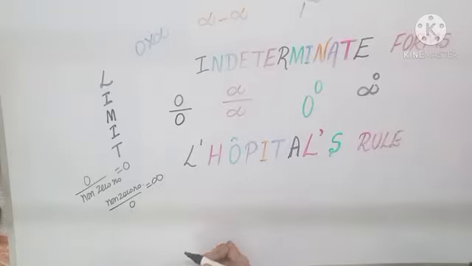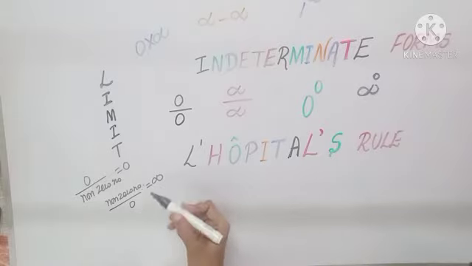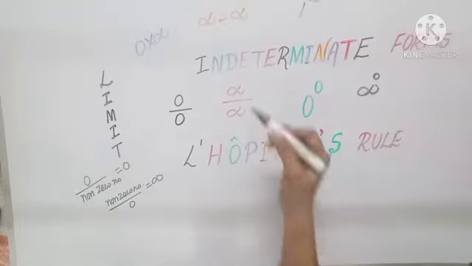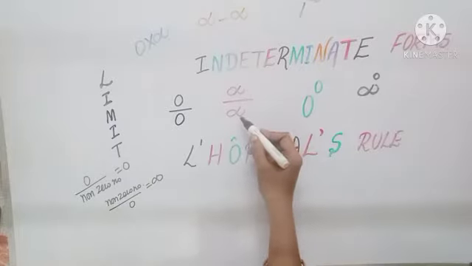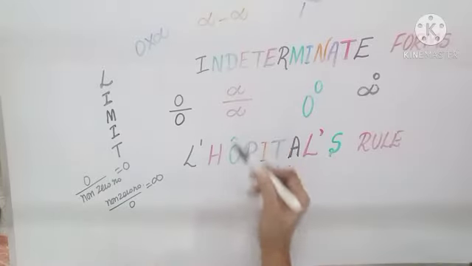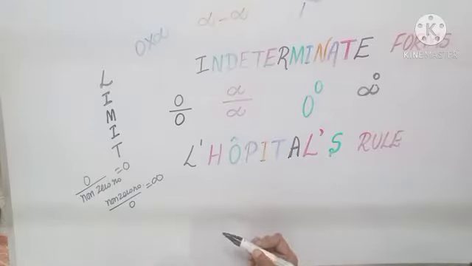Now the question is, 0 changes from person to person. 0 means nothing. One person's nothing is different from another person's nothing. Infinity tells us everything. One person's everything is different from another person's everything. So this may be one person's infinity, this may be another person's infinity. What is infinity by infinity? Similarly, what is 0 by 0?